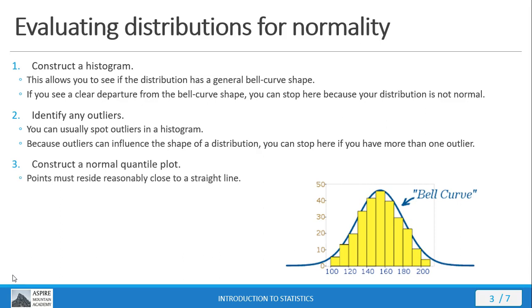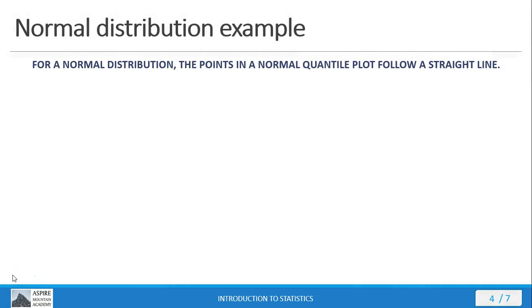Again, the points must reside reasonably close to that straight line. How close is reasonable? Well, it's hard to describe, but the more you do this, the more experience you get, and the more idea you get of what reasonably close is. The pattern of the points must resemble the pattern of a straight line, and you typically get that if they're reasonably close to that straight line, though not always, but typically. So for a normal distribution, the points in a normal quantile plot are going to follow a straight line.